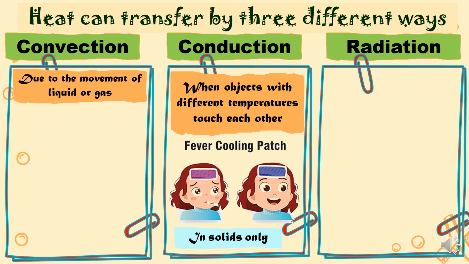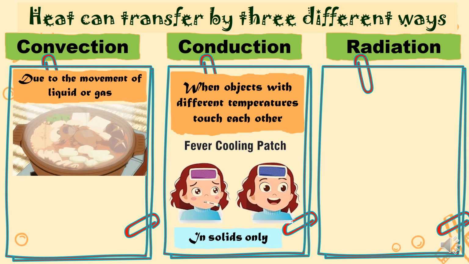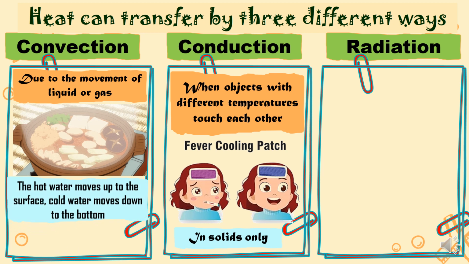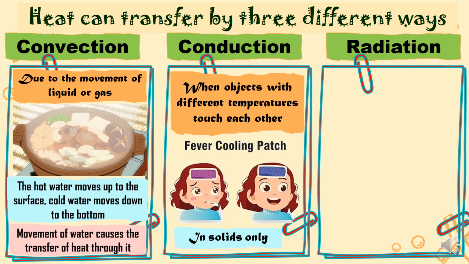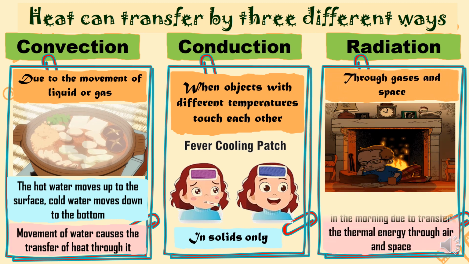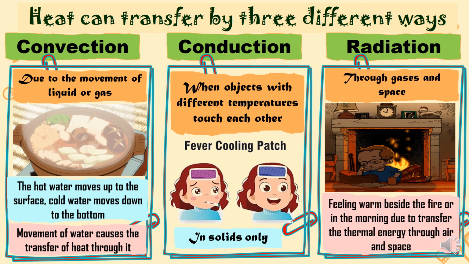Convection, due to the movement of liquid or gas. The hot water moves up to the surface while cold water moves down to the bottom. The movement of water causes the transfer of heat through it. Radiation happens through gases and space, like feeling warm beside the fire or in the morning, due to the transfer of thermal energy through air and space.